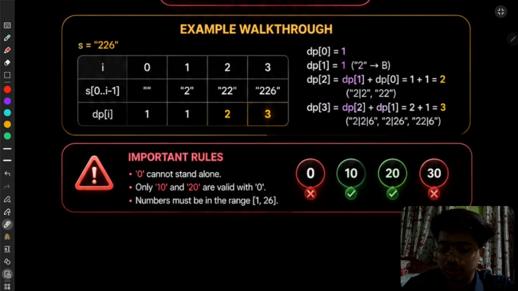Important rule, provided by the system: 0 cannot stand alone. Only 10 and 20 are valid with 0. Those types of valid numbers must be in the range, so we must always check the ranges. I hope you understood the problem scenarios and how it actually works. Now we'll be moving towards the programming part. So let's move toward the coding zone.